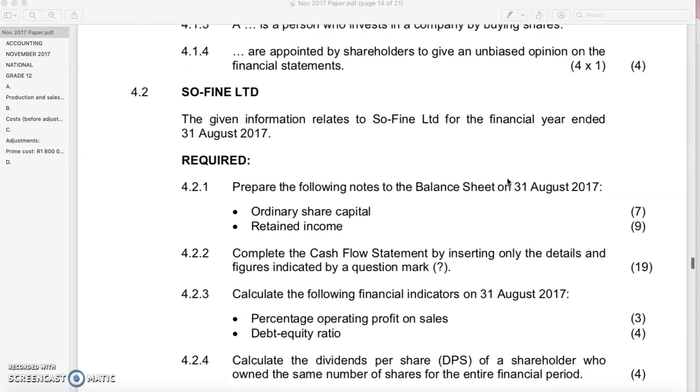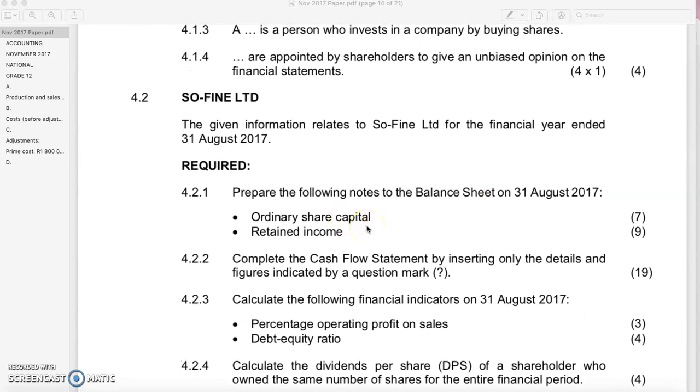Okay, now we're going to begin, and the first thing required for us for SoFi Limited, financial year 31st August 2017, is the ordinary share capital note. The minute you see that you need to compile a note, quickly scribble down in pencil or try to remember what components make up this note.